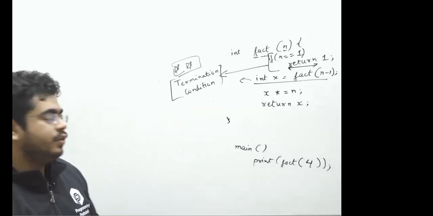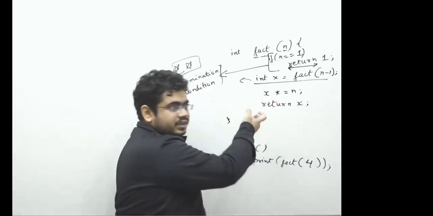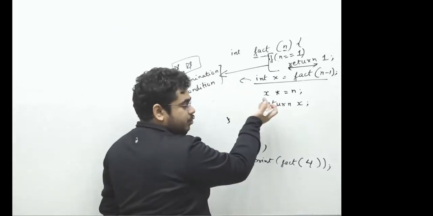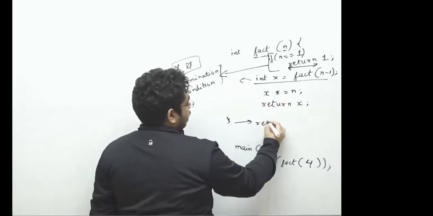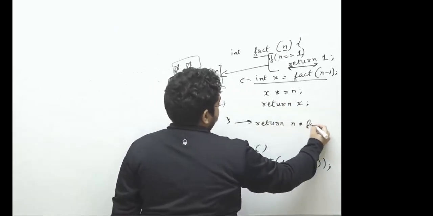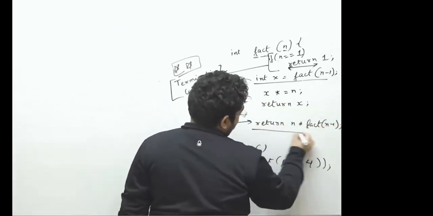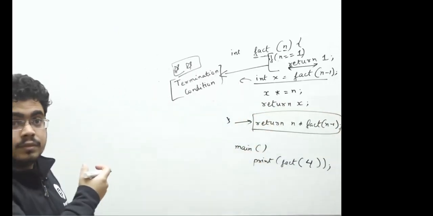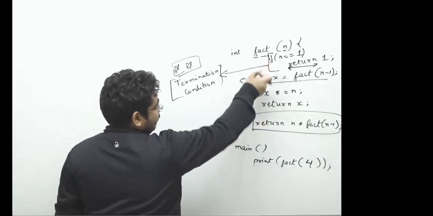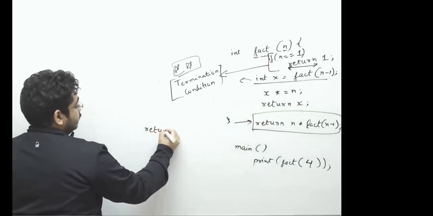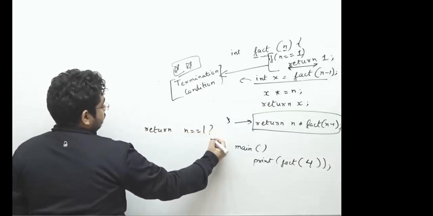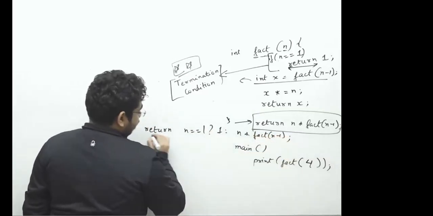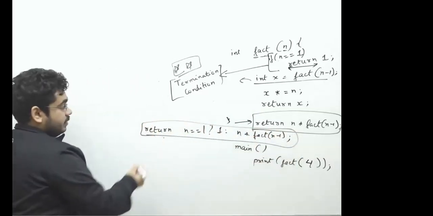Yeah, you can combine it. This seems very much easier to understand, that there are 3 steps. If you want to combine it, you can simply write return n into factorial n minus 1. This also works, combining all 3 into a single step. I can even make it one step: return, if n equal to 1 then 1, otherwise n into factorial n minus 1. But now this gets confusing, right? This is not very clear to understand compared to that.